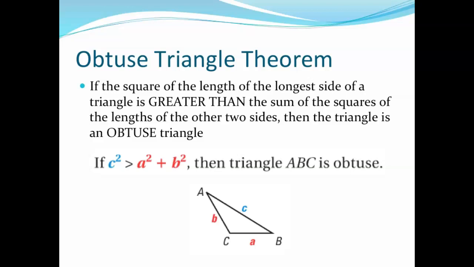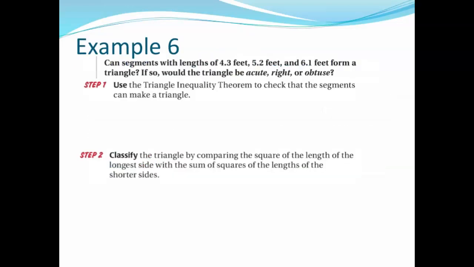Let's take a look at example 6. Can segments with lengths of 4.3 feet, 5.2 feet, and 6.1 feet form a triangle? If so, would the triangle be acute, right, or obtuse? For the first step, we're going to use the triangle inequality theorem to check that the segments can actually make a triangle. Now, this was the very first theorem we talked about, and we said that any two sides added together should always be greater than the third side.